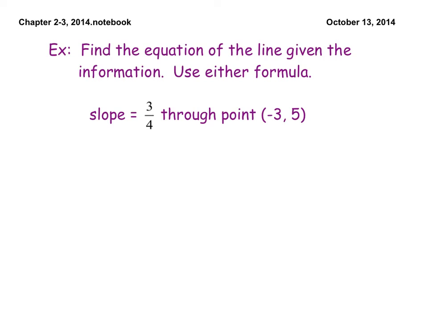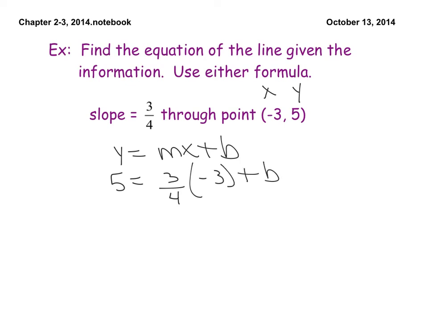Okay, next one is going to be find the equation of the line given the information. Use either formula. So again, doesn't matter which formula you want to use. I'm going to go ahead and use y equals mx plus b. So here's x and here's y. I have my slope. Y is equal to mx plus b. So I have 5 is equal to 3/4 times negative 3 plus b. Put the 3 over 1. Marry the tops of the fraction to give you a negative 9. Marry the bottoms of the fraction to give you a 4.